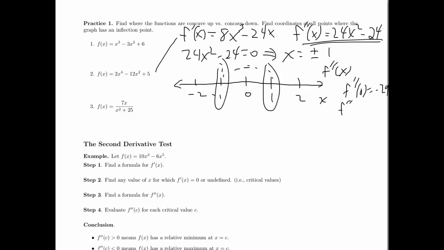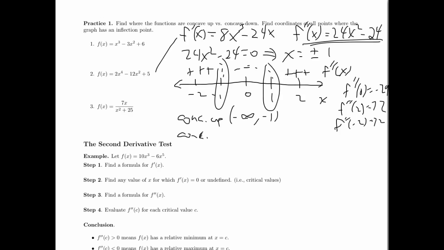f double prime of 2 will be quite positive. So 24 times positive 4 is 96 minus 24, 72. So that's a positive number. And f double prime of -2 is exactly the same thing, if you plug it in. So positive numbers over here. So my function is concave up on the interval minus infinity to -1, concave down on the interval -1 to 1, and concave up again on the interval 1 to infinity.